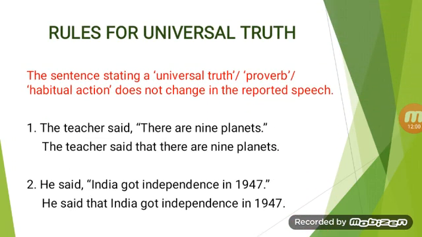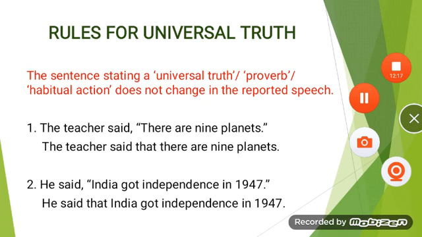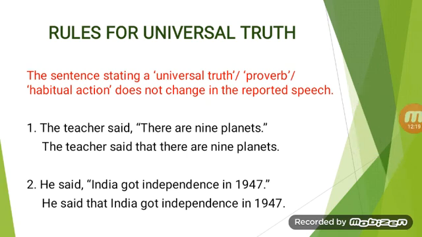Here are rules for universal truth. A sentence stating a universal truth, proverb, or habitual action does not change in reported speech, because such a truth always remains a truth. So there is no tense change in this. Like the teacher said there are 9 planets. This is a universal truth, so it will remain: the teacher said that there are 9 planets. Similarly, another example you can see on the screen.